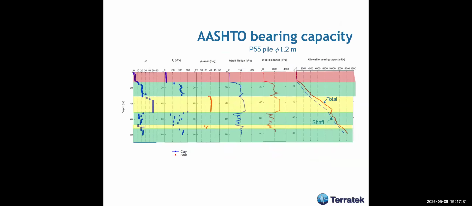Here is the same kind of plot for the AASHTO bearing capacity for this kind of pile. Here you have the N. Here the drained strength obtained by correlation. And this is the friction value for sands, shaft friction, Q, tip resistance, and here you have the allowable bearing capacity. This is total, this is shaft.